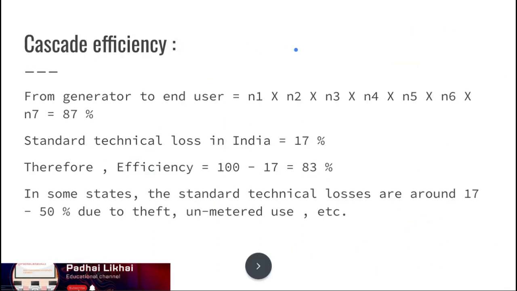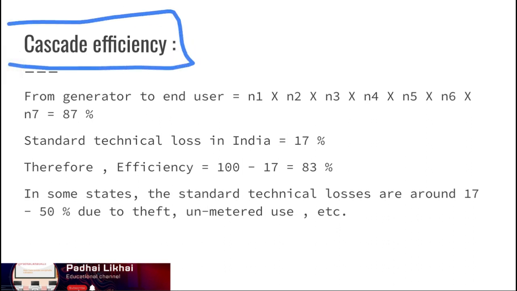Now let us talk about cascade efficiency. In the generation, there is generation of power, then stepping up of power, then transmission, then distribution, then stepping down of power, then consumption of power. So there are several steps. Each and every step has its own efficiency, right? So we are going to discuss the cascade efficiency of the transmission and distribution line.